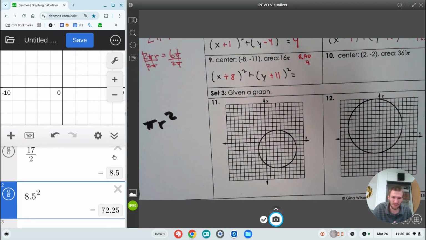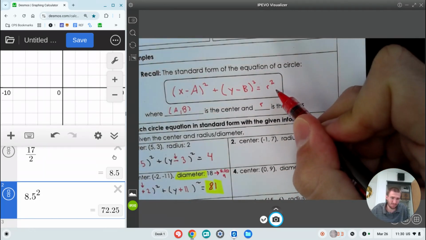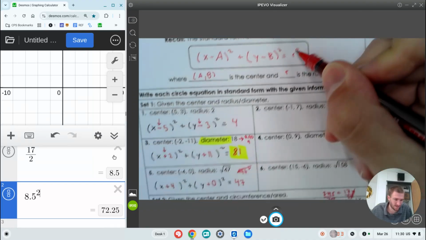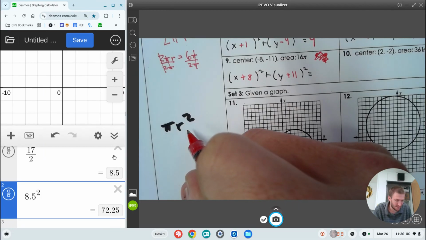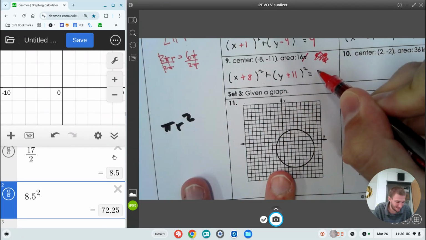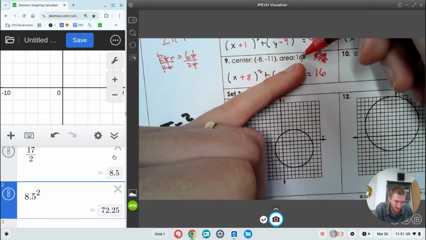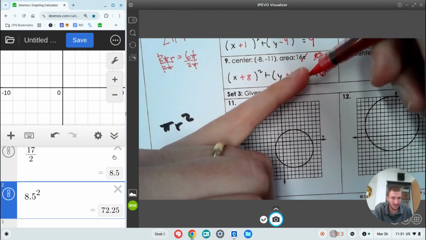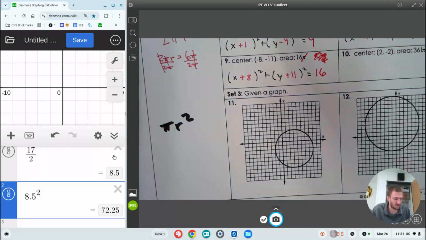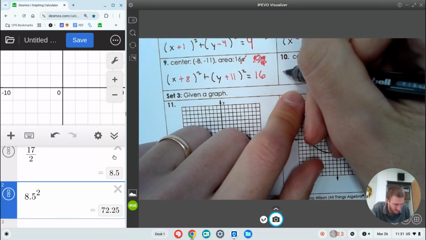Now, remember, just like we talked about on the last notes, if this part of the equation is r squared, and if this part of the formula is r squared, then 16 is the number that's going to go in that position. Because if we take the 16 and we square root it, and then we square it, we're going to go right back where we started. So maybe these area questions are actually easier.